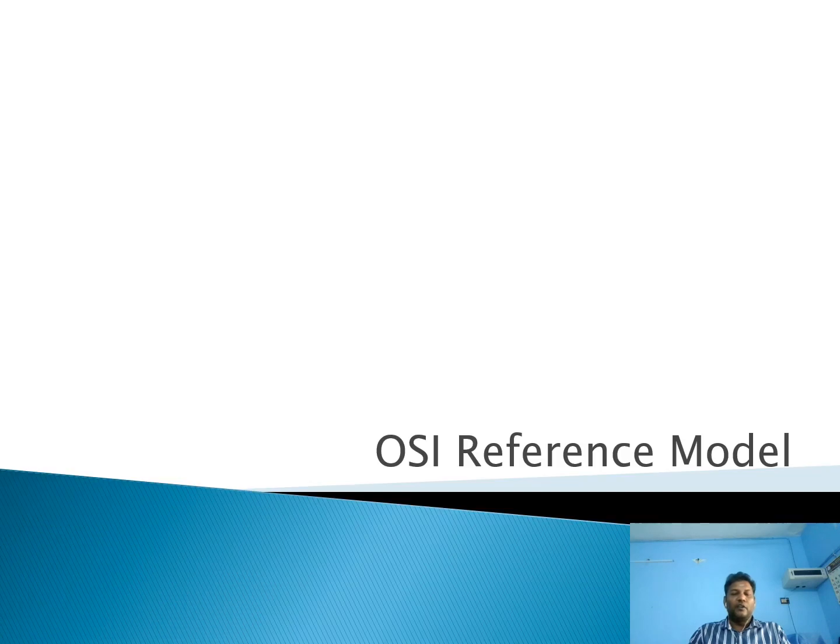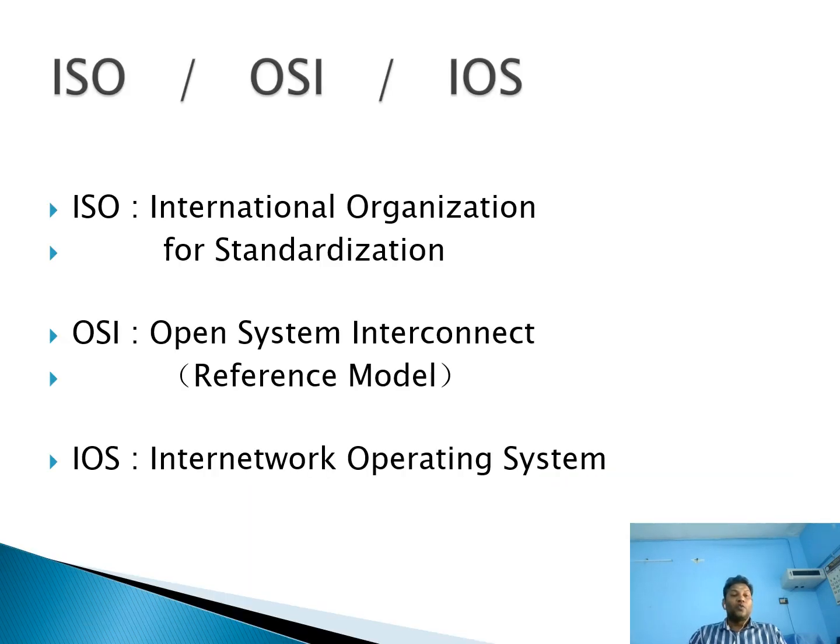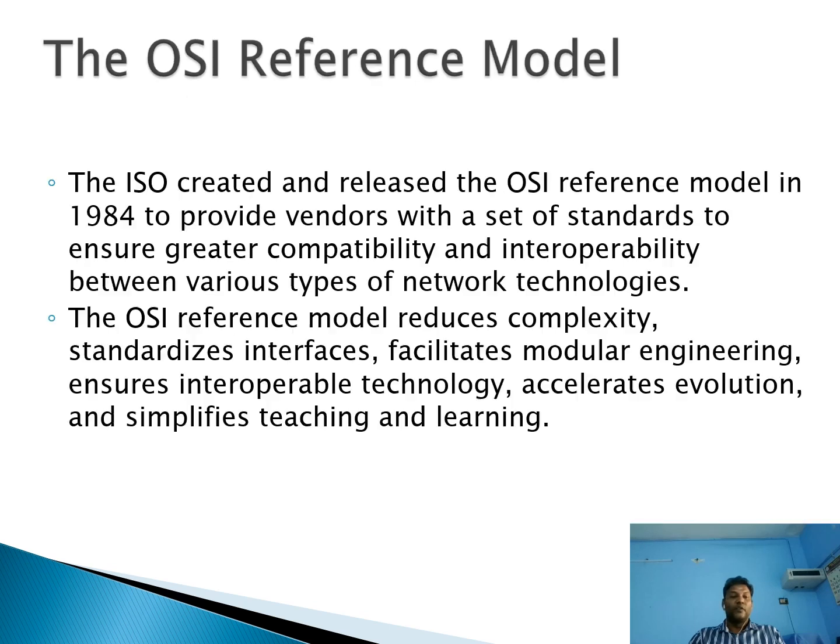Today we are going to see about the OSI reference model. The OSI reference model is the network system model used in all types of networks. ISO, OSI and IOS are three similar acronyms. ISO means International Standard Organization, OSI means Open System Interconnect, that is the reference model, and IOS means Inter-Networked Operating System.